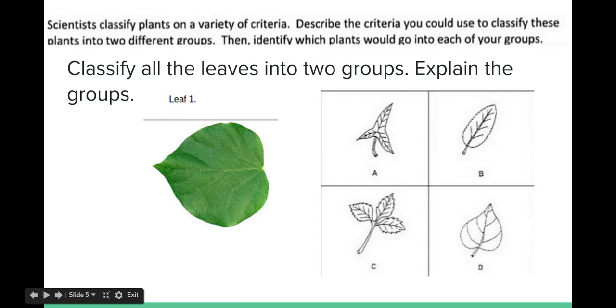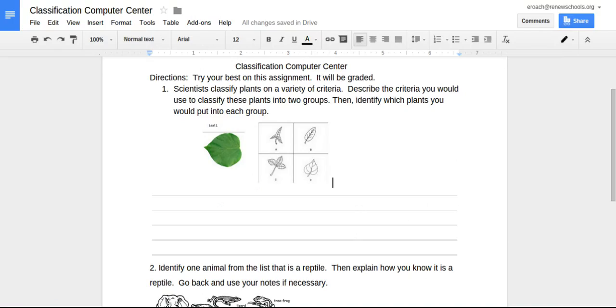Your teachers are going to give you a second chance at that constructive response from yesterday. Here are those crazy wordy directions. It says scientists classify plants on a variety of criteria. Describe the criteria you could use to classify these plants into different groups. Then identify which plants go into each of your groups. In front of you at Computer Center, you have this exact question on your paper. Your job is to do a written response that gives your best answer.